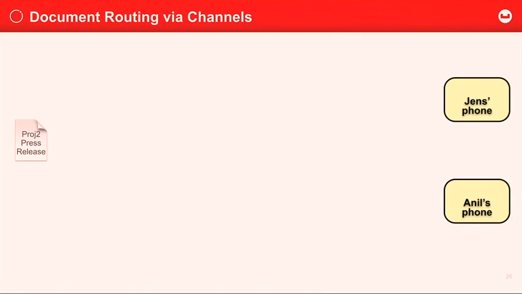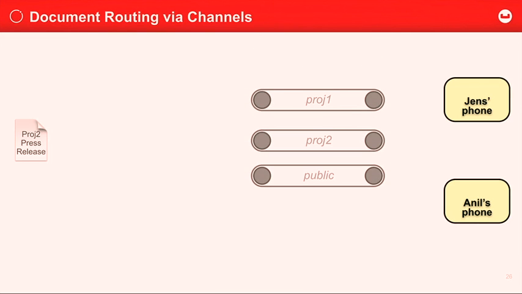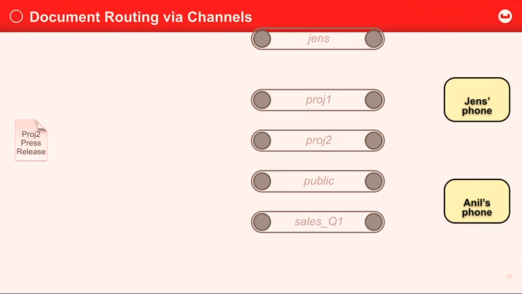So this is a little interactive demo of the overview process of putting a document into Sync Gateway, how the sync function can then map it to a number of channels, and then how those channels are mapped to the users on the end devices. So we've got two end devices, one belonging to Jens and one belonging to Anil, and we have a number of channels that are set up within Sync Gateway. And we're going to pass a document in on the left here. It has a project name associated with it.